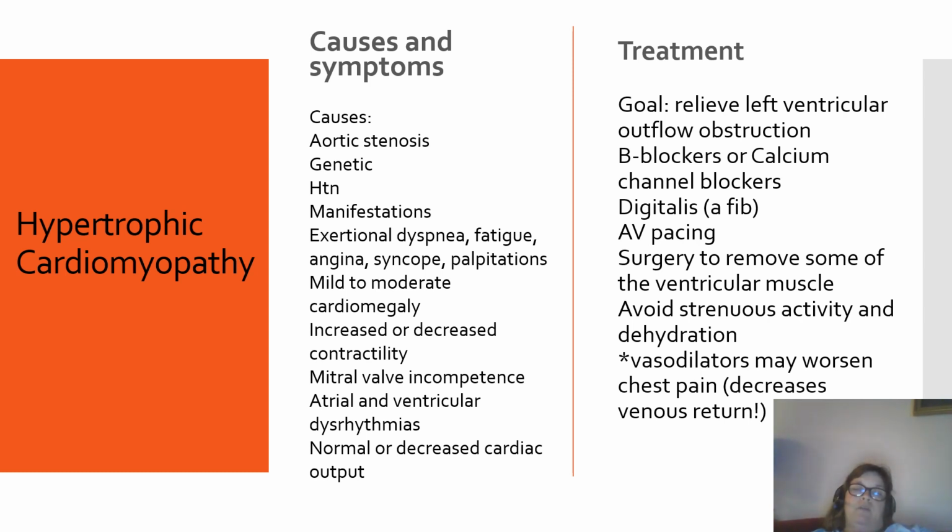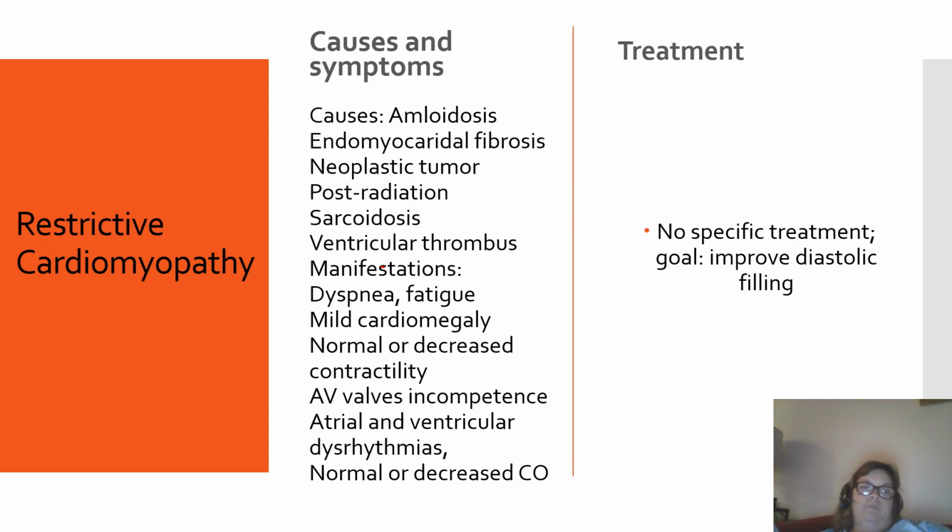digitalis or digoxin for atrial fib. They may need AV pacing, surgery to remove some of the ventricular muscle. We want to avoid strenuous activity and dehydration. And in this case, if they have hypertrophic cardiomyopathy, if they're given a vasodilator, that may worsen their chest pain because it decreases venous return.